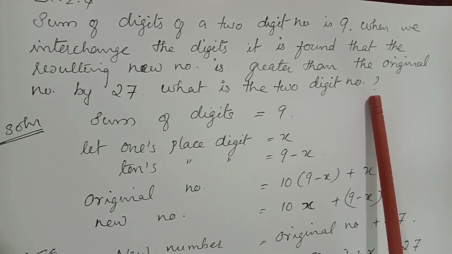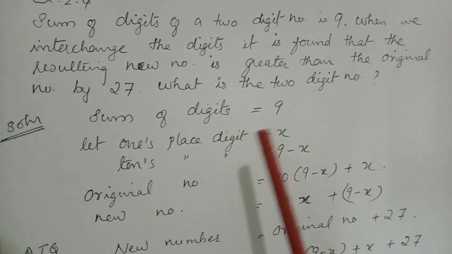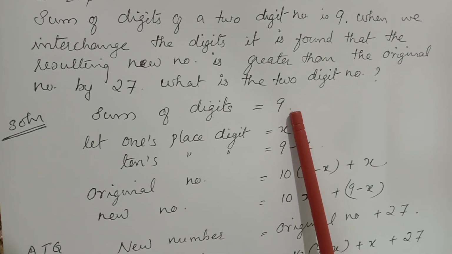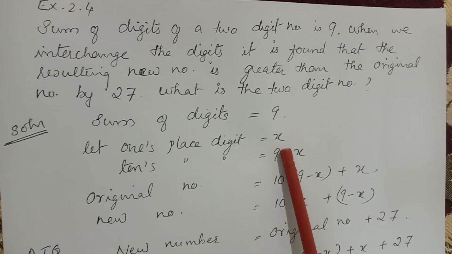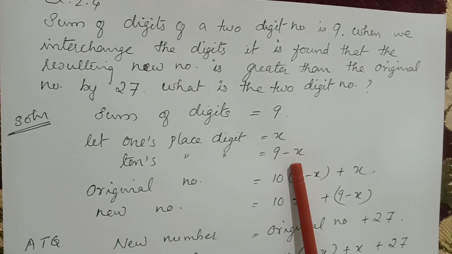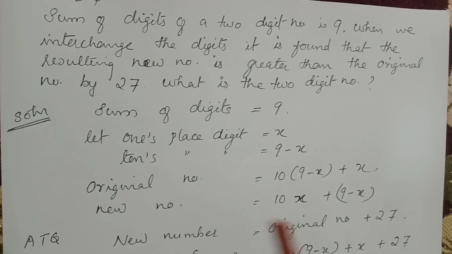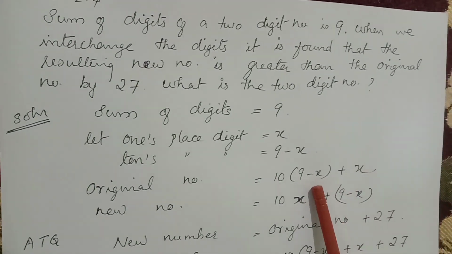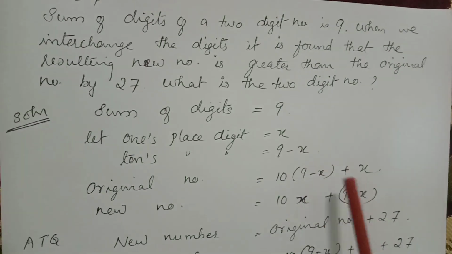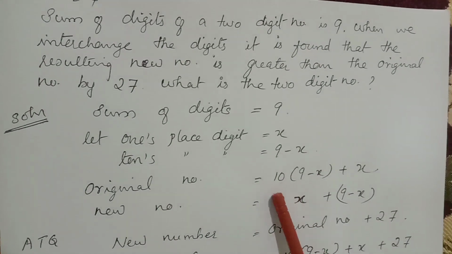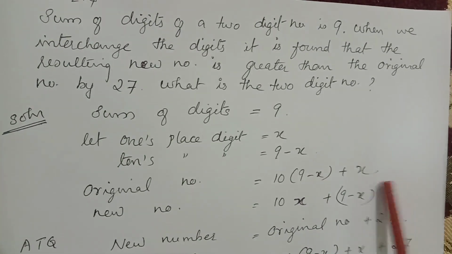Okay, so first we have to form the two-digit number. For that, as we discussed above, the sum of the digits is given as 9. So the ones place digit we are considering as x, so the tens place digit will be 9 minus x. Therefore, the original number is 10 into the tens place digit plus the ones place digit. The tens place digit is 9 minus x, and the ones place digit is x. So our original number is 10 into 9 minus x plus x.